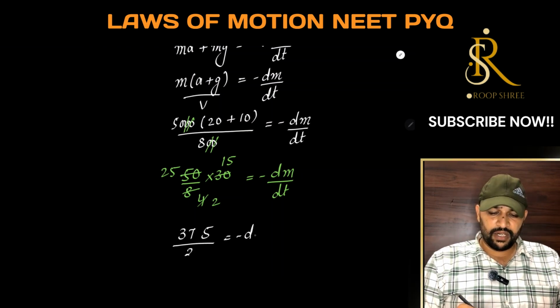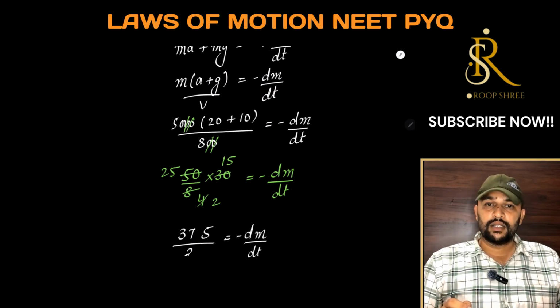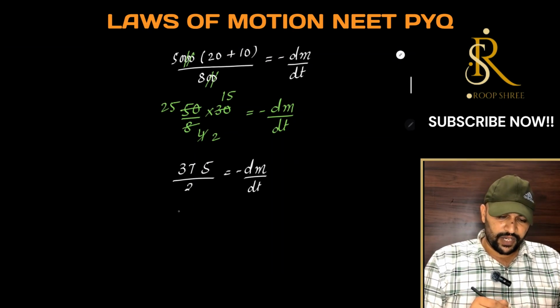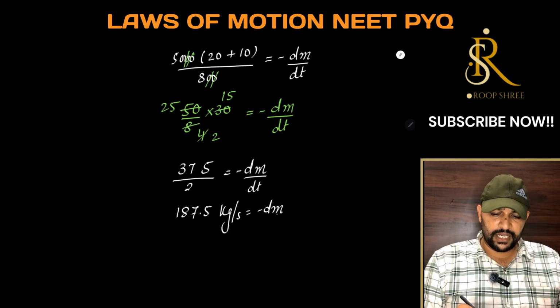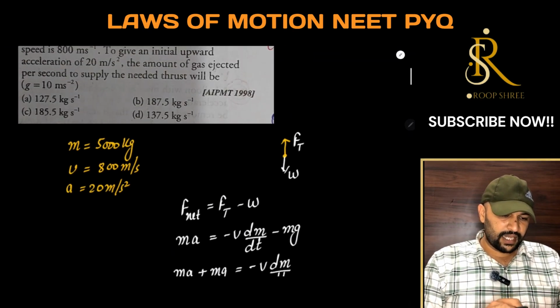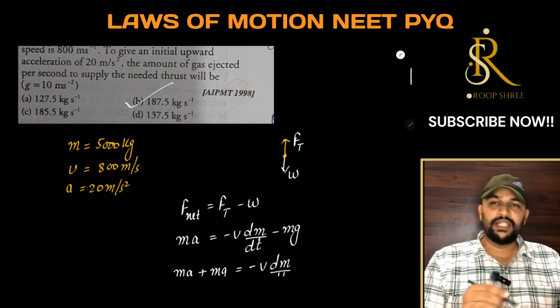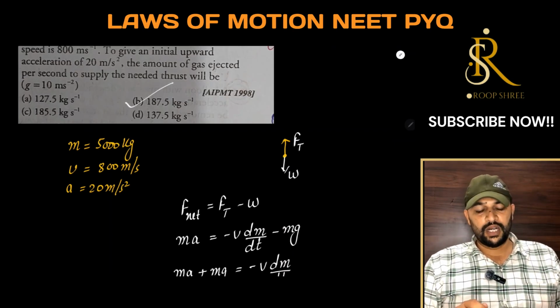And that will be the mass consumed per second by the rocket, right? So let's simplify it. 2 1s are 2 and 16, 18, 2 8s are 16 and 2 7s are 14.5 kg per second. That is our minus dm by dt. I hope this is clear, right? So let's see if there is some answer like this. 187.5, option B is correct for this problem. I hope you are understanding it.